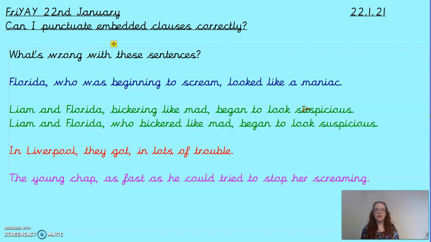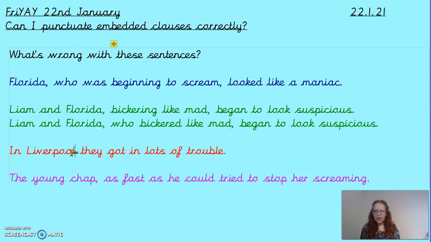Okay, what's wrong with this one? The red sentence. In Liverpool, they got in lots of trouble. Now I've got my comma breads, I've got two commas and I've got a bit in the middle. However, if I took out that comma sandwich in the middle there, in Liverpool, in lots of trouble, doesn't make sense. In Liverpool, they got in lots of trouble makes sense. It's not an embedded clause though. In Liverpool, they got in lots of trouble is just a sentence. Okay, it is not an embedded clause because it's not in the middle. It doesn't make sense if we take it out.